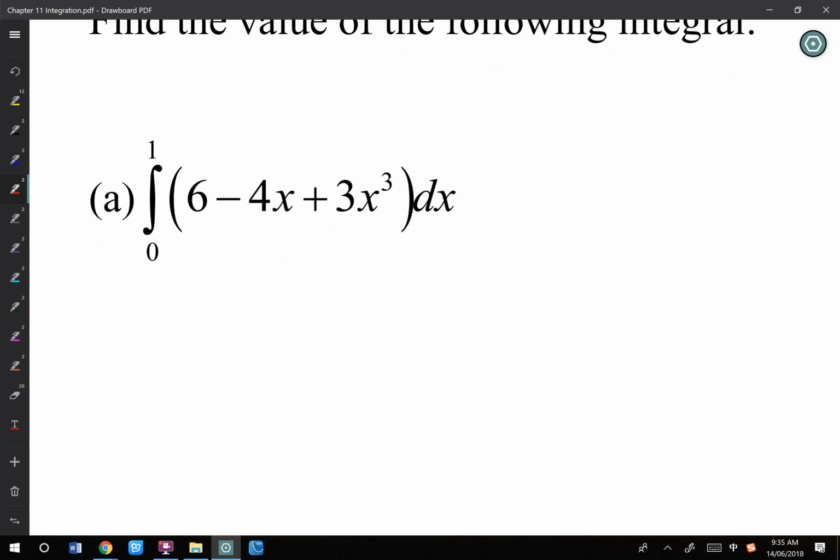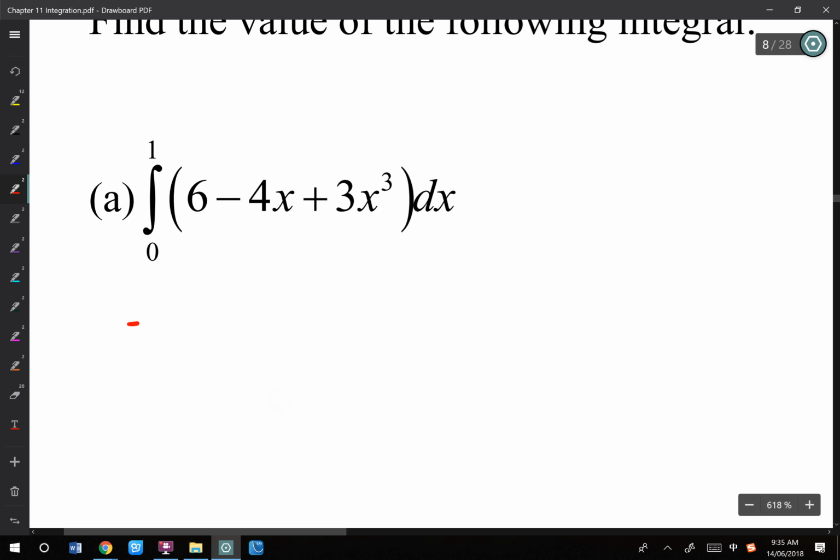For example, this means under that function, I want the value in between 0 to 1, that area. So I can sketch the graph, I can sketch 0 to 1, and I can shade the area. What I will do is I will ignore the 0 to 1 first. I will just anti-diff it as what I did before. So this will equal 6x minus 4x squared over 2 plus 3x to the power 4 over 4.